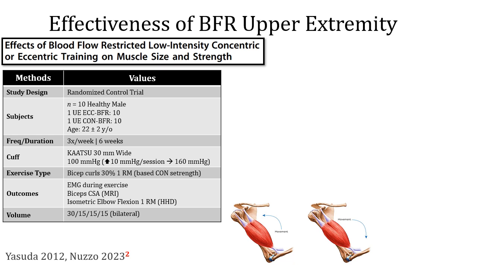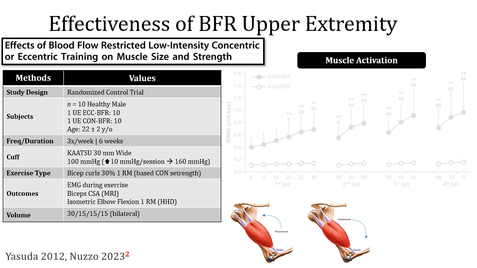Anyways, so we have biceps 30% 1 RM based concentric strength was used for both limbs. Their outcomes were EMG during the exercise, the biceps cross-sectional area on MRI, which is a rather robust means of determining lean muscle mass increase, and then isometric elbow flexion 1 RM increase with a handheld dynamometer, and they did 30, 15, 15 bilaterally.